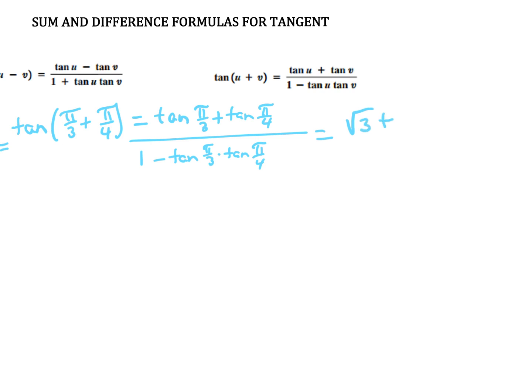plus the tangent of pi over 4. Elena, what do we get for that? 1, yep. And then all over 1 minus, and then we're just multiplying those two values together. So if we multiply the square root of 3 times the square root of 1, we just get the square root of 3.